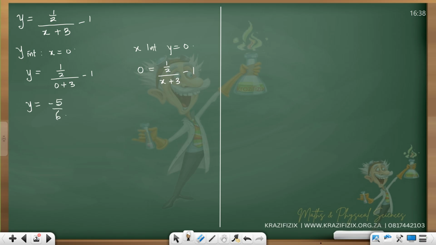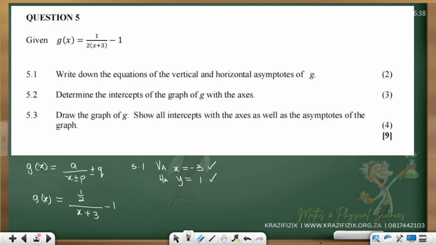Now, what about this one? We'll move the 1 over, so it becomes 1/2 over. And what I usually do is I just interchange the position there. So x plus 3 will be equal to 1/2, and 1/2 minus 3 should be -5 over 2. That is -2.5. Thank you, -5 over 2. And I am done with the intercepts.